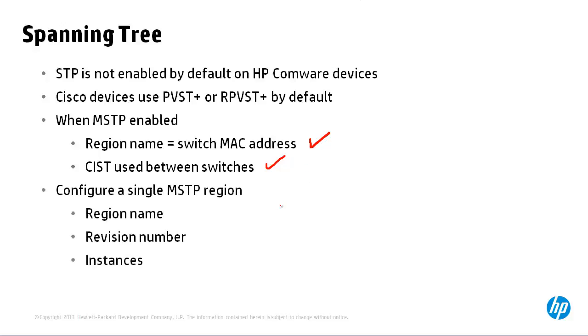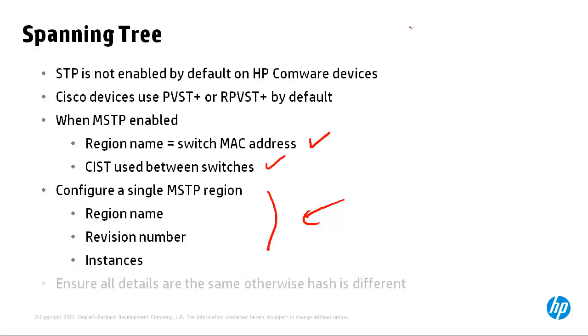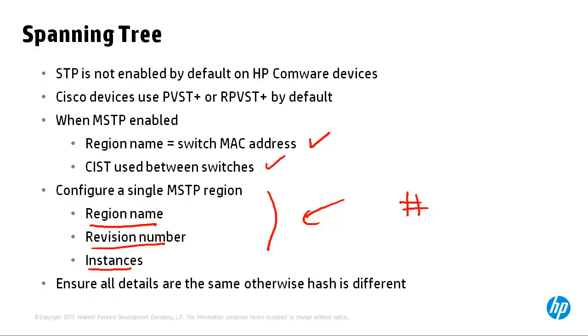It's important that when you configure multiple spanning tree, the region name, the revision number, and the instances and VLAN mappings to instances are configured the same. If any of those details are different, the hash value will be different and the switches will end up in different regions. So ensure that the region name, which is case sensitive, the revision number, which is a static value, and the instances and VLAN mappings to instances are the same on all the switches. That will ensure that the switches end up in the same region.